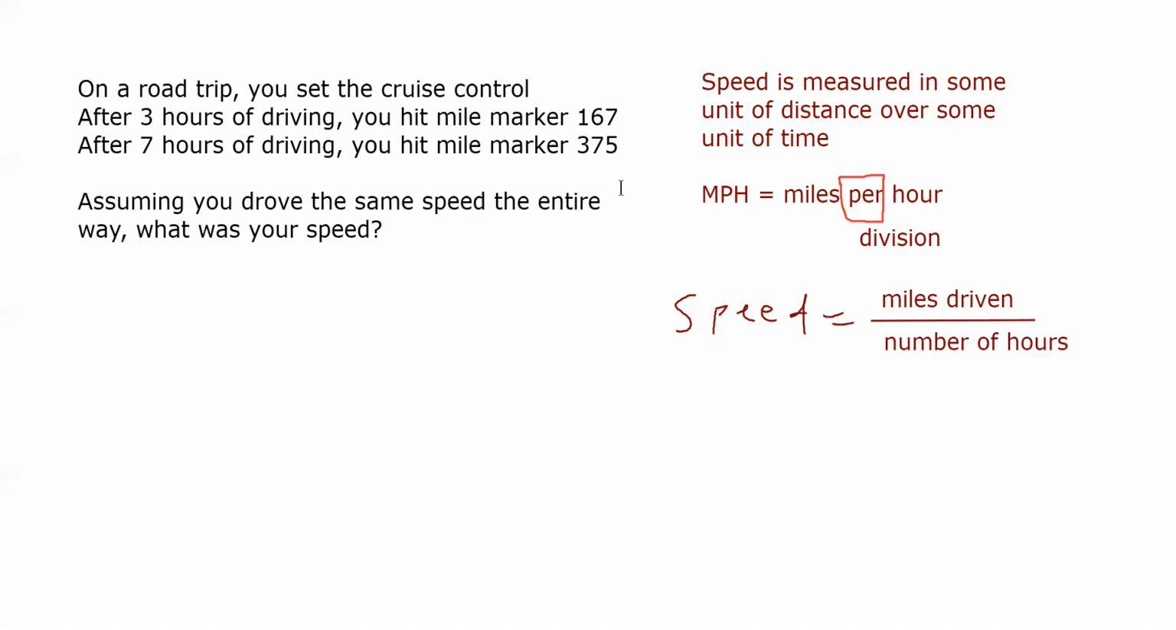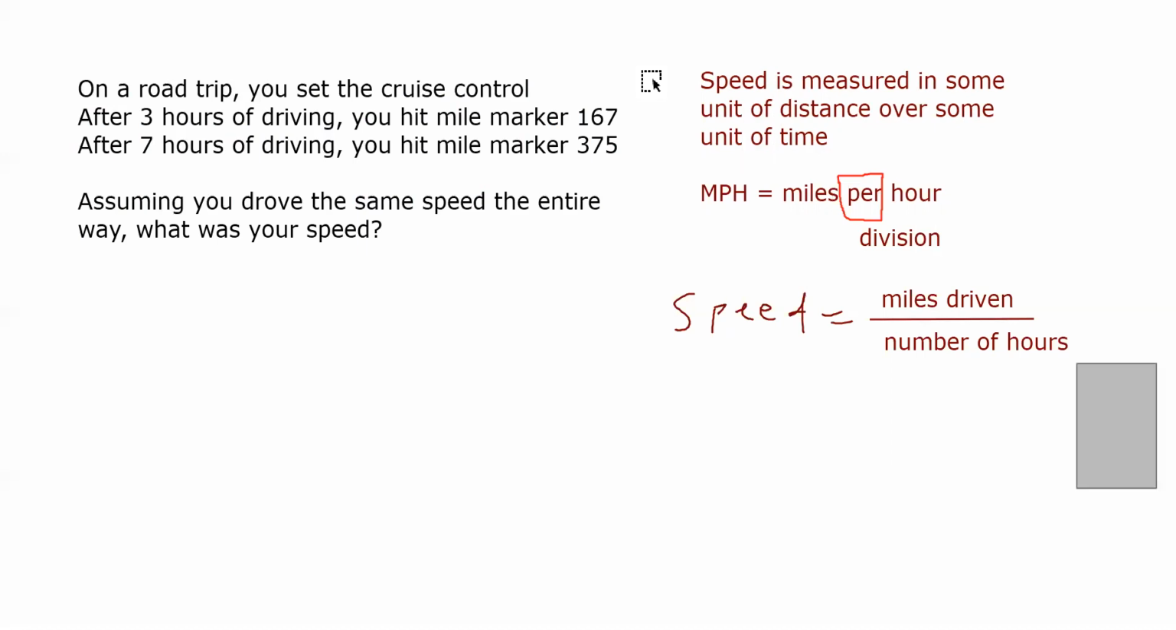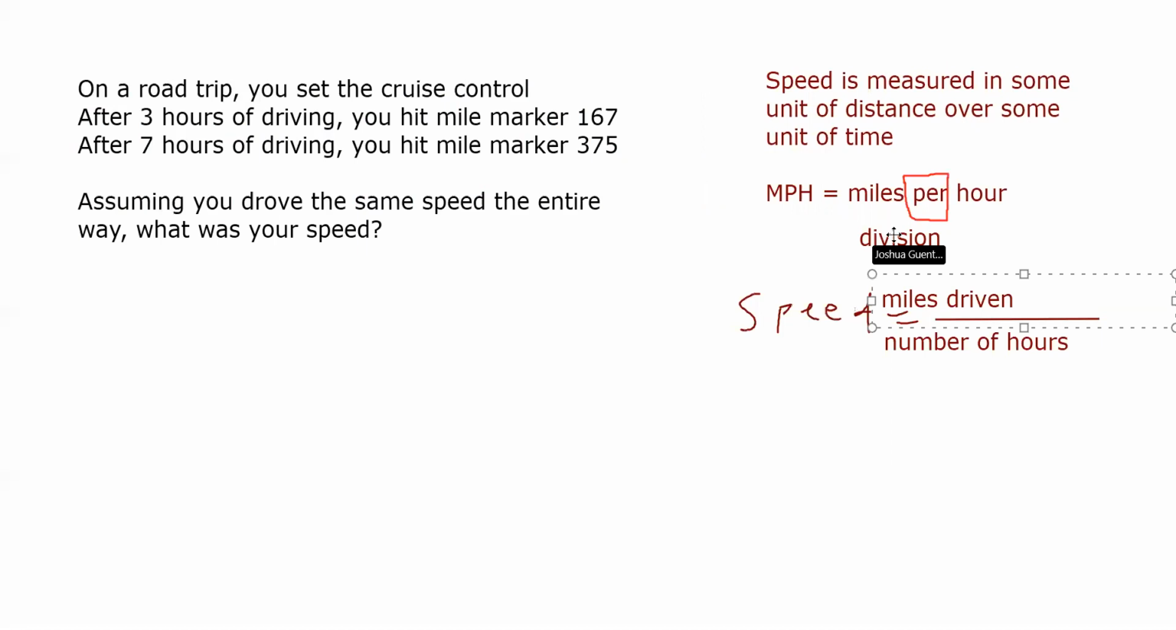So you're tempted to just say, well, I drove 375 minus 167 over 7 minus 3. That's exactly right. But here's what we're going to do. We're going to interpret the slope of the line appropriately. Come on. You can grab all of it. I don't know why it doesn't want to grab everything here. That's okay. I'll just manually adjust it.